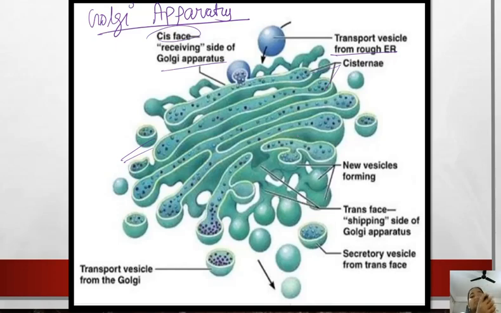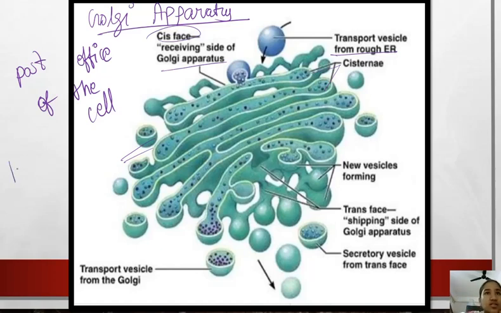And the actual structure, it's like the post office of the cell. If you compare it in such a manner, it will be easy for you to understand. Post office of the cell. Here the materials are packaged. Packaging center. If you go to a biscuit factory, over there the biscuits are packaged, right? So that packaging center is known as the Golgi apparatus over here. Packaging center.